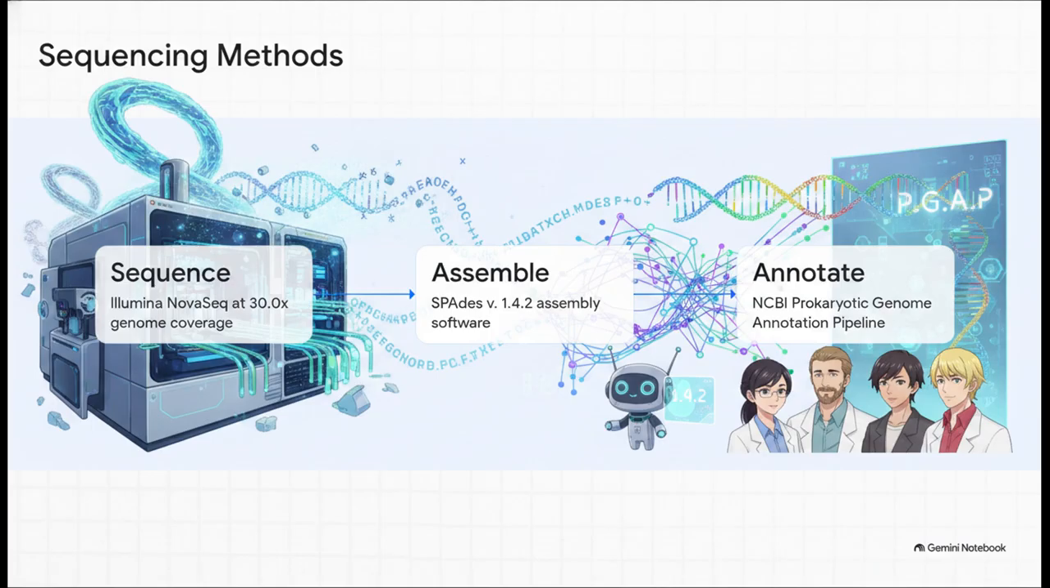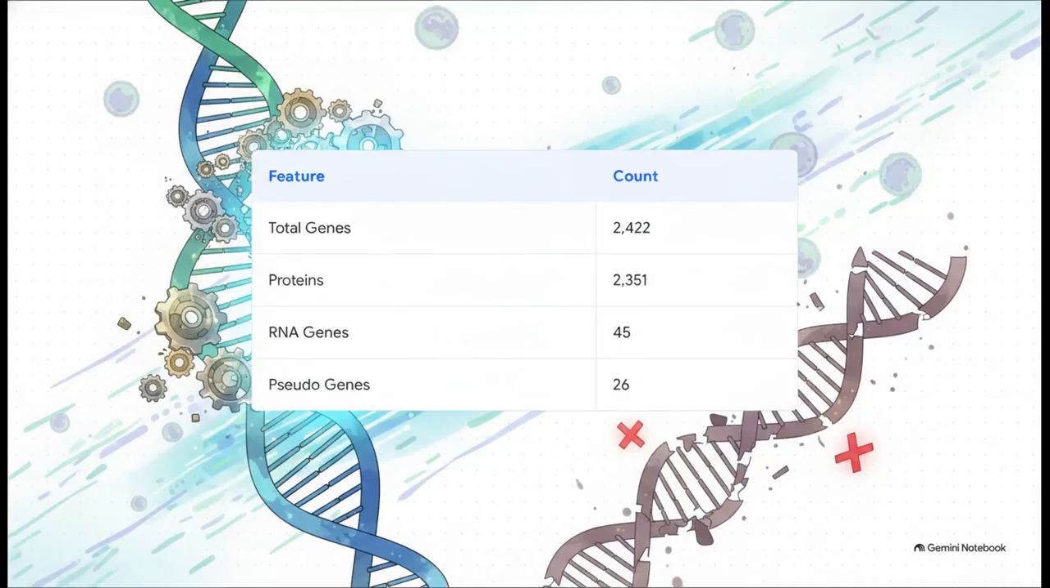Step 2. They pieced all those overlapping reads together using assembly software called SPAdes. Finally, Step 3. They ran it all through the NCBI PGAP pipeline to annotate the code, essentially highlighting exactly where the functional genes were located within that massive string of letters. And here is what that digital crime lab uncovered. The annotation pipeline found a grand total of 2,422 genes. Of those, 2,351 are functional, protein-coding sequences. These are the actual biological machines that the bacteria builds to survive.